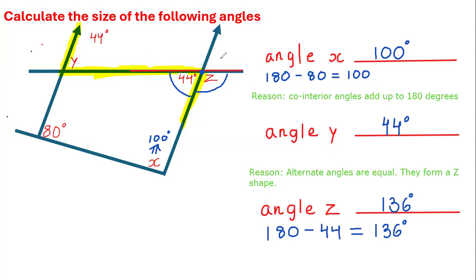Because you take 44 from 180. The reason is angles on a straight line add up to 180. Very good, because angles on a straight line.